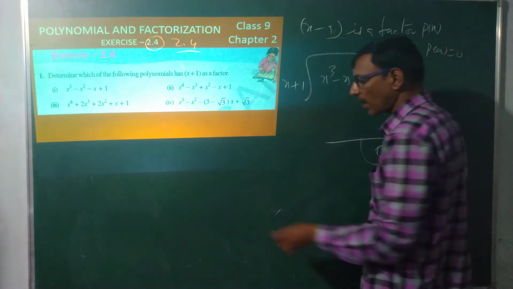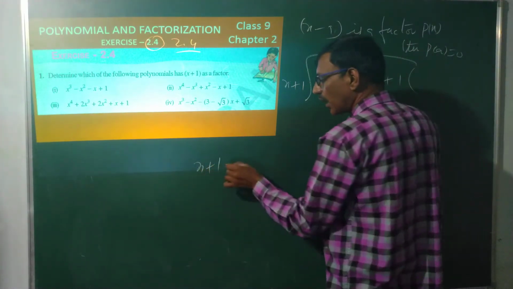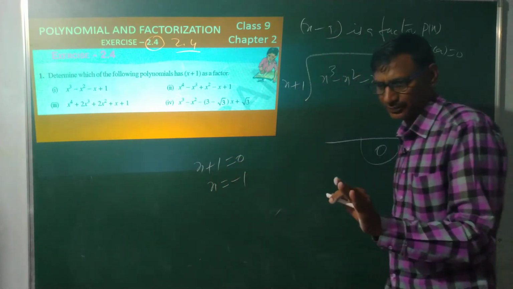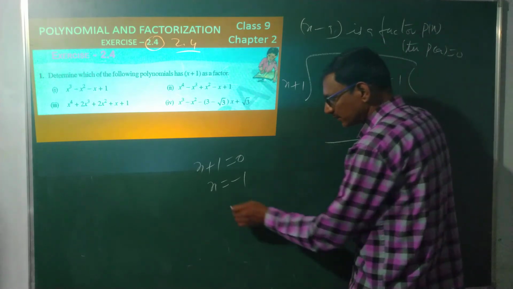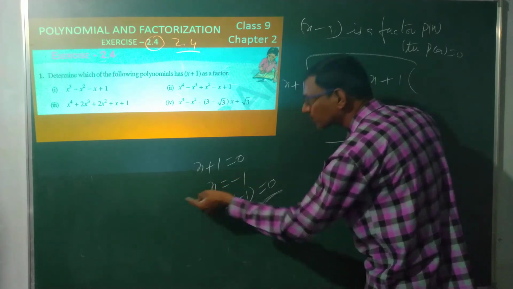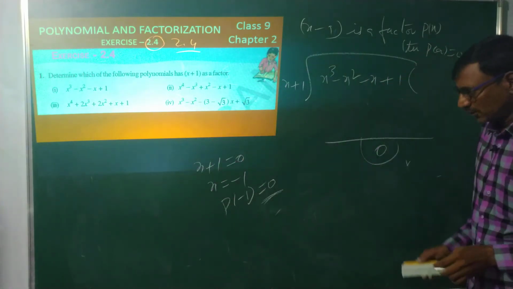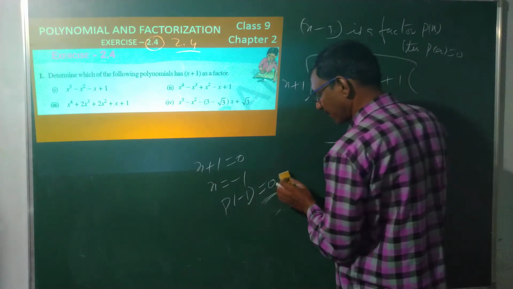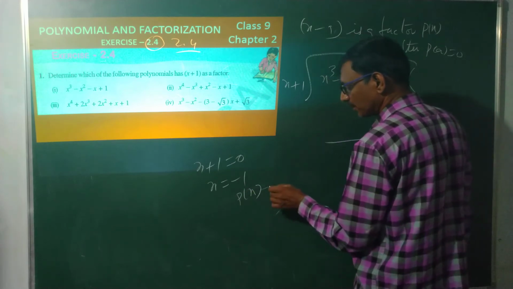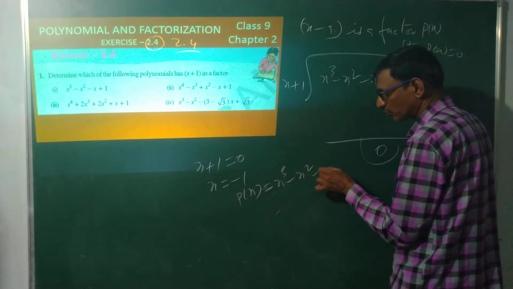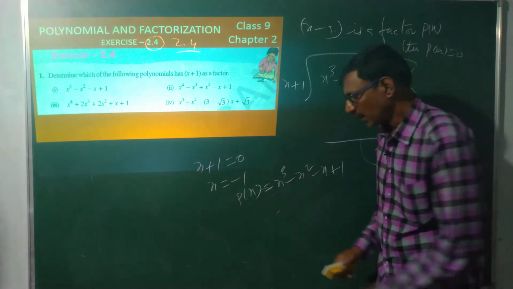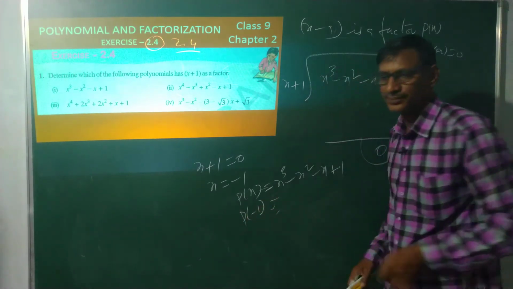So for my linear polynomial x plus 1, I would like to find the zero of this linear polynomial: x is equal to minus 1. Then I would like to find P of minus 1. If it is equal to 0, then x plus 1 is a factor of this. That's all. Just using the remainder theorem we are finding. So take the P of x. My P of x is given as x cube minus x square minus x plus 1. This is my polynomial.